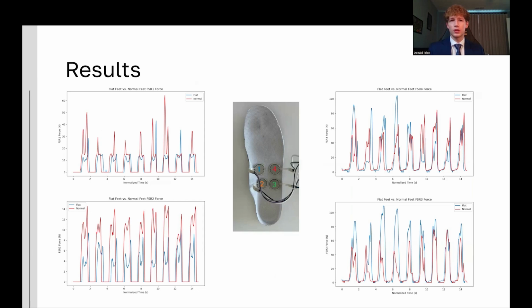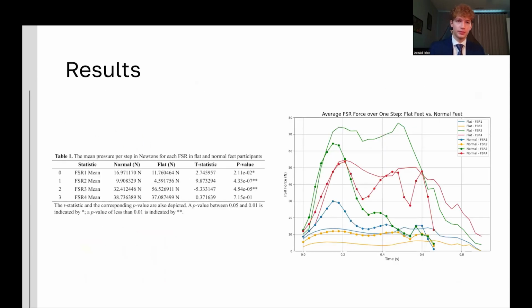Each line represents a force measured by that sensor over several steps. What is shown is how the pressure patterns unfold across the step cycle for both foot types. This gives us a clear picture of how the forces differed when climbing stairs, which I'll interpret more fully in the discussion section.